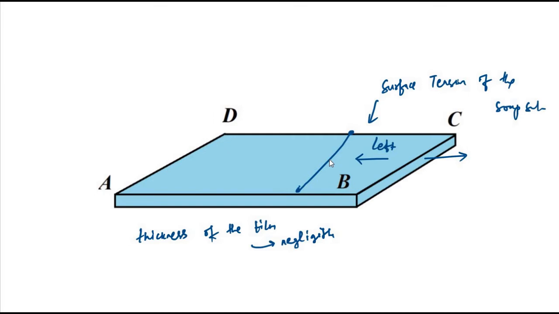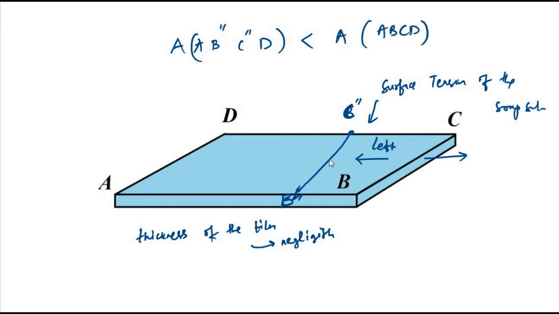as a result of which the area of the portion A, B double dash, C double dash and D is less as compared to the area of A, B, C, D. As a result of the force of surface tension, this movable portion BC is pulled towards the left, causing a reduction in the surface area of the rectangular portion AB double dash C double dash D, which is less as compared to the area of the original rectangular wire ABCD.